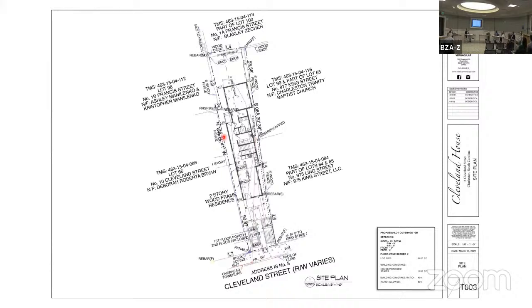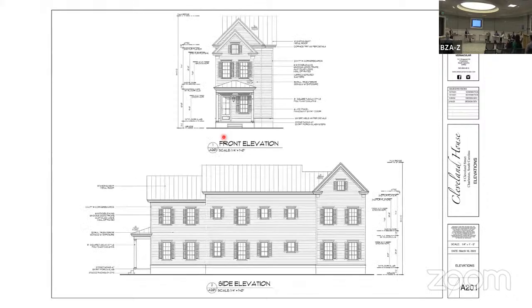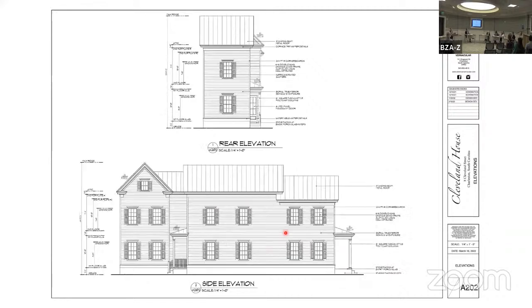Put the rendering of the house up again. So this would be the east side, the rear, and the west side. Okay, this is the west side. Yes, please. I'm just looking at this, wondering, could you lower the section in the back, this area back here? Reduce the overall height of that rear part?